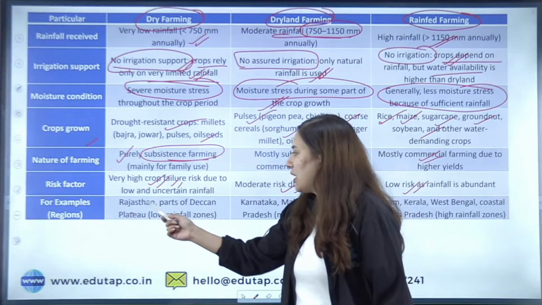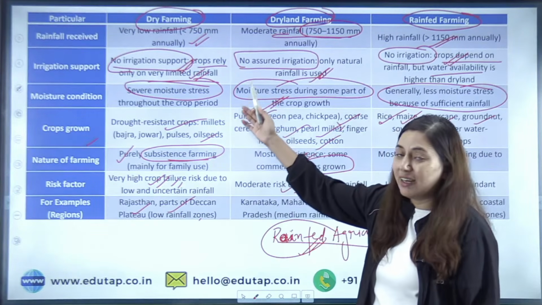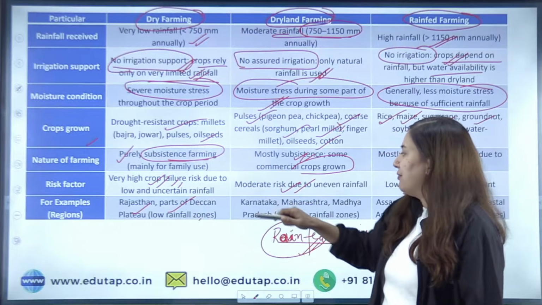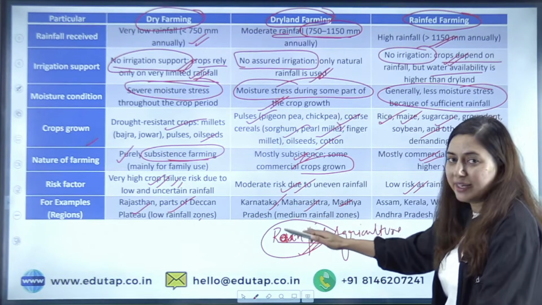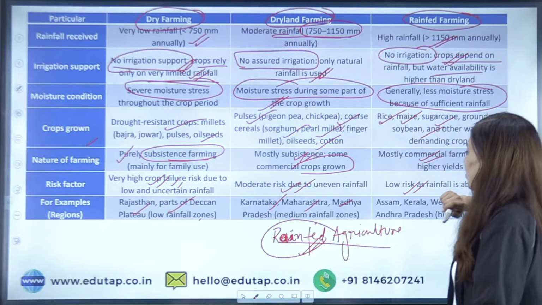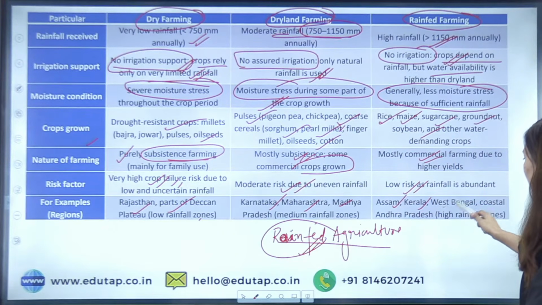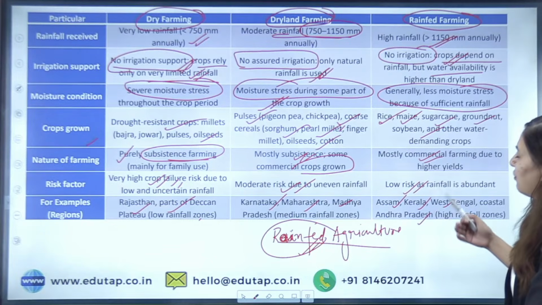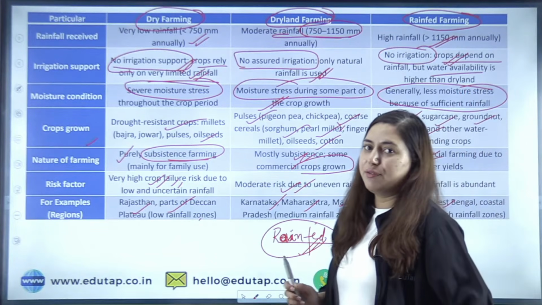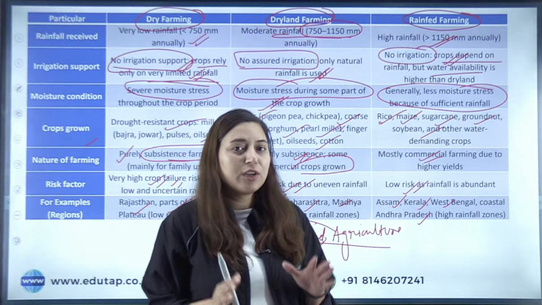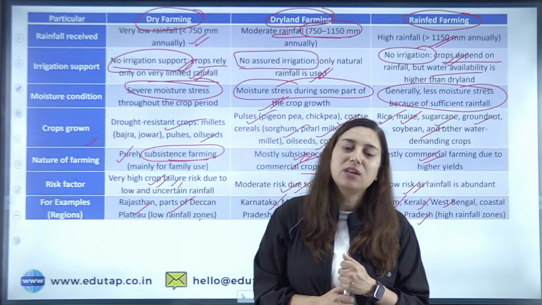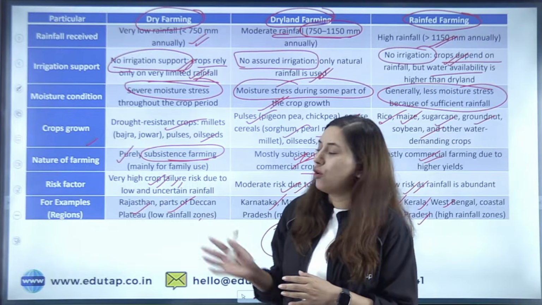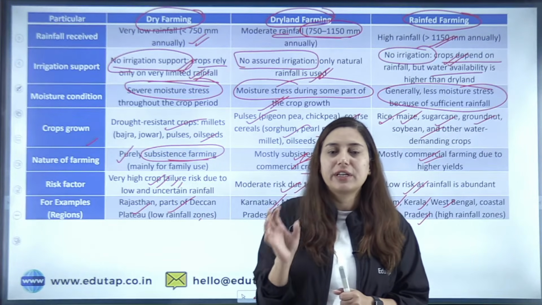एग्जाम्पल्स की बात करें तो राजस्थान, part of Deccan Plateau where rainfall is very less, comes under dry farming. कर्नाटका, महाराष्ट्र, मध्य प्रदेश where medium, which is the medium rainfall zone, come under dryland farming. Then Assam, Kerala, West Bengal, coastal Andhra Pradesh where rainfall is high, come under rain-fed farming. Right? So this is your entire classification where we have classified all the different regions based on the amount of rainfall received by them.